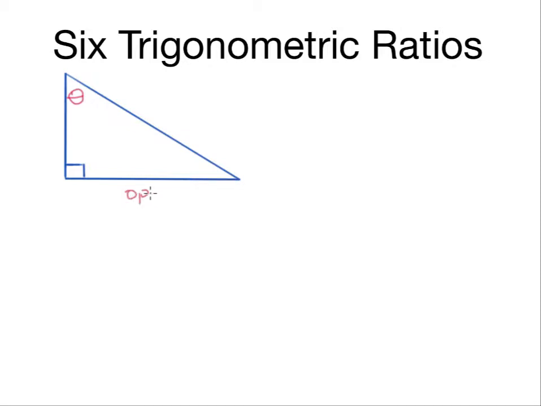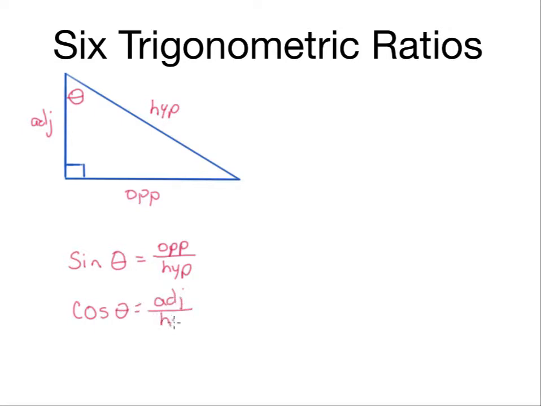Recall that the side opposite angle theta is called the opposite side, the leg adjacent to angle theta is the adjacent side, and the side opposite to the right angle is the hypotenuse. In our last section, we learned that sine of theta is equal to opposite over hypotenuse. Cosine of theta is equal to adjacent over hypotenuse. And tangent of theta is equal to opposite over adjacent. Remember, you need to start memorizing these ratios.